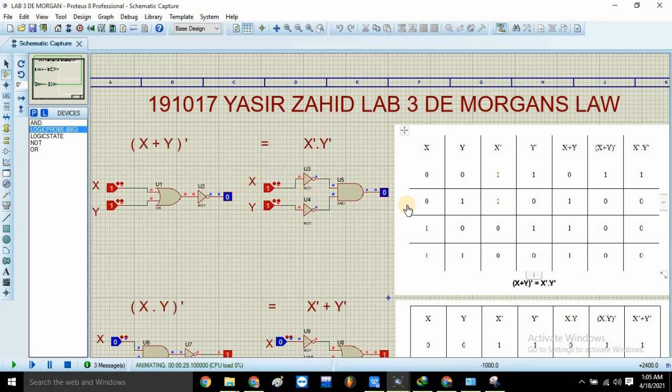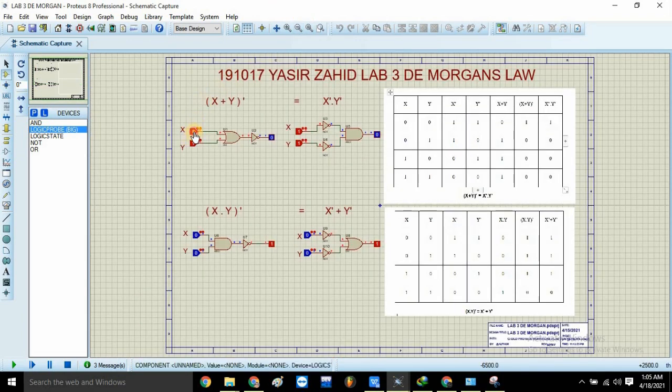Hence this circuit matches the truth table of De Morgan's law function. Both the sides of equation, the right hand side and left hand side, are equal to each other. Now going towards the second statement of De Morgan's law.